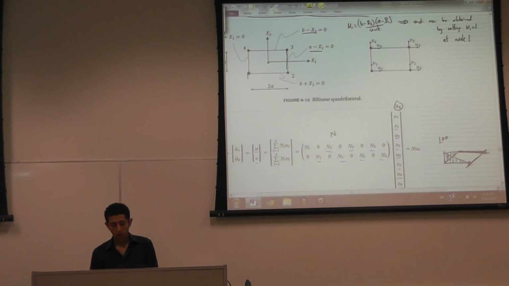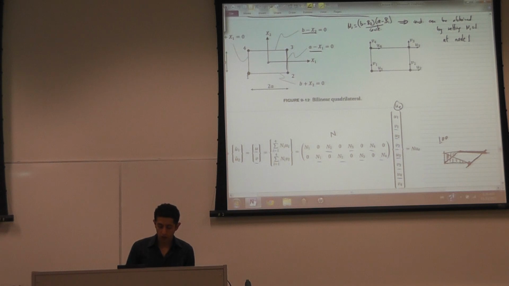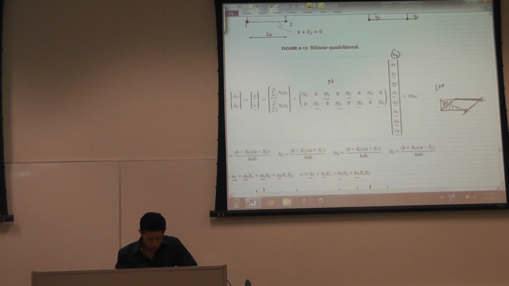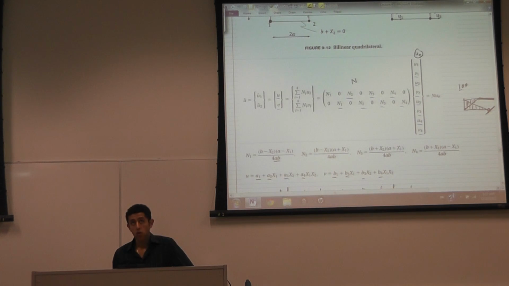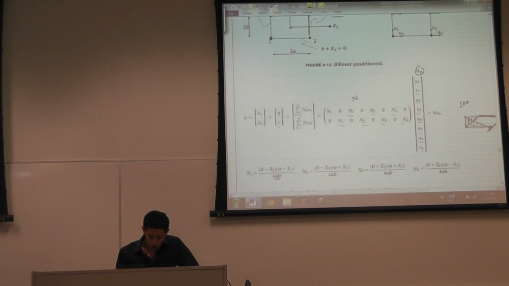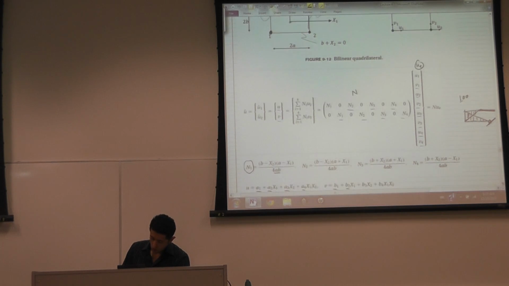So by setting n1 equal to 1 at node 1, node 1 has coordinates negative a and negative b. By putting here negative a, negative b, I can find the value of the constant, and the constant turns out to be 4ab. So indeed, if you put negative a, negative b, you're going to get n1 equal to 1. If you put any other node, you're going to get 0.